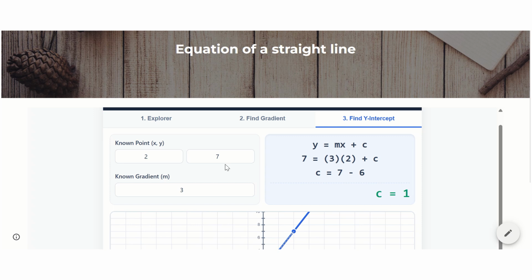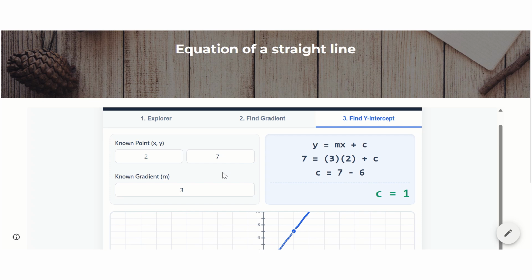So supposing I'm given a point that has x coordinate 2, y coordinate 7, and given gradient 3. With this information, how can we use it to find the y-intercept value?